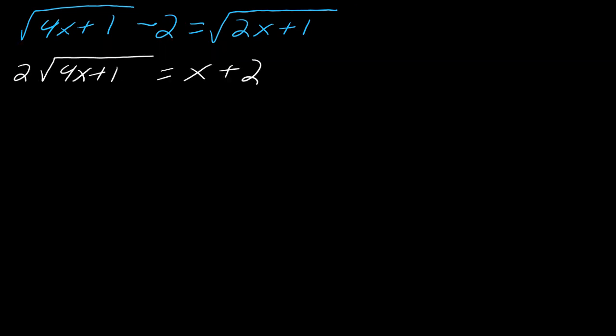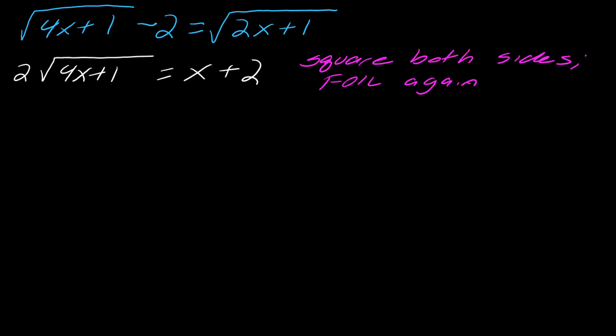Okay, so now that I'm here, this actually boils down to just what we would do if we had just one radical in the problem. So now I want to square both sides again. So let's go ahead and do that. I'm going to square all of this, and I'm going to square all of this, and you can see here that on this side, this is where you're going to have to FOIL.